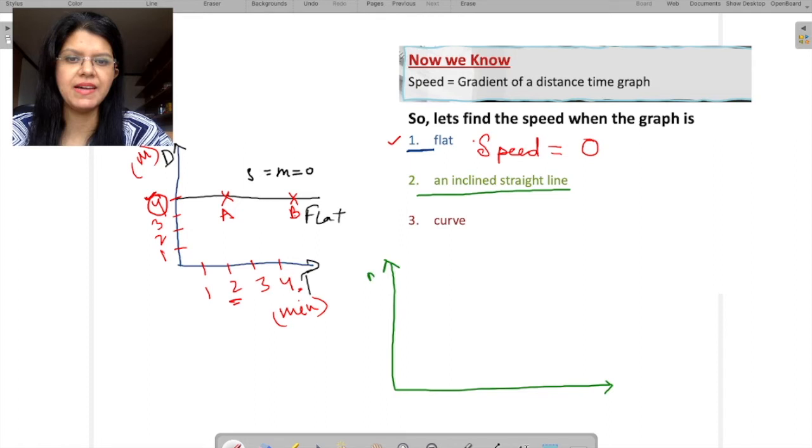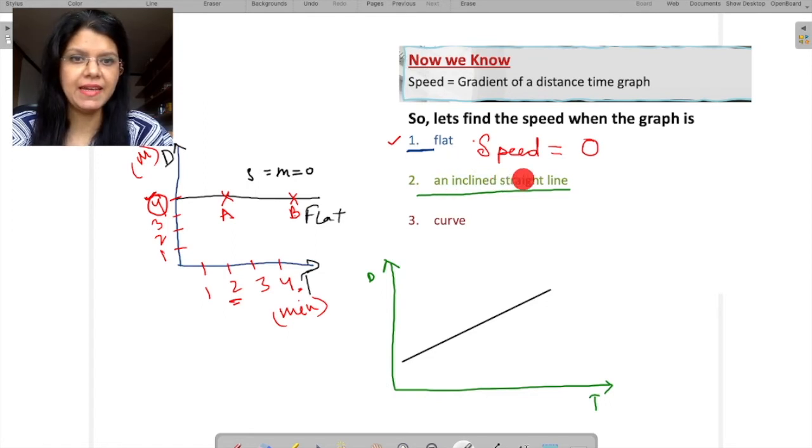Distance on the y, time on the x. And let us plot an inclined line. Something like this. An inclined straight line. Please do understand, it is an inclined straight line. It is a straight line, but how is it different from this flat line?